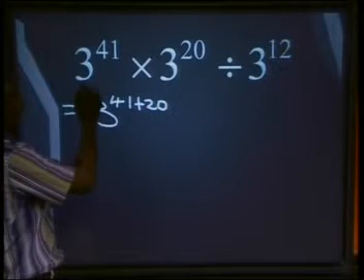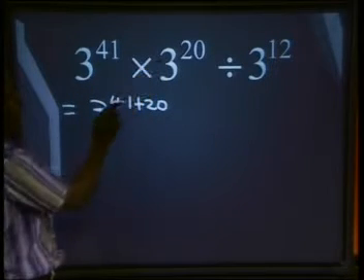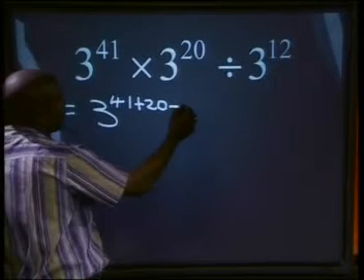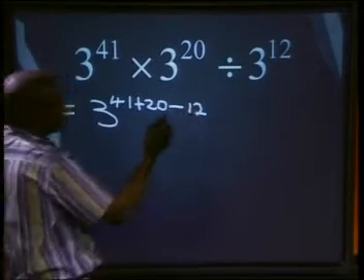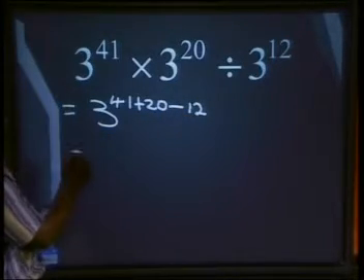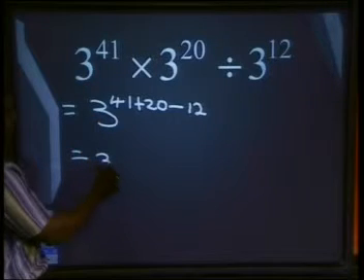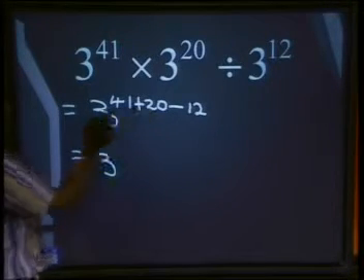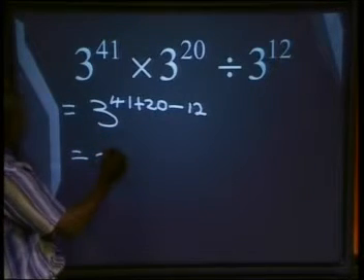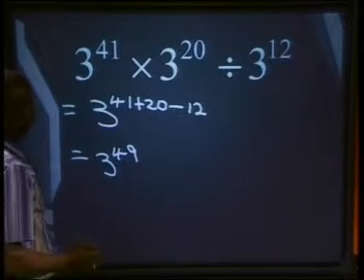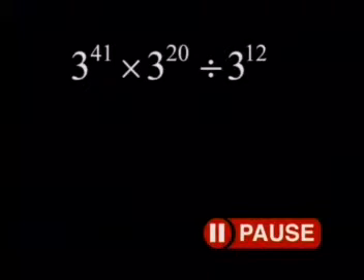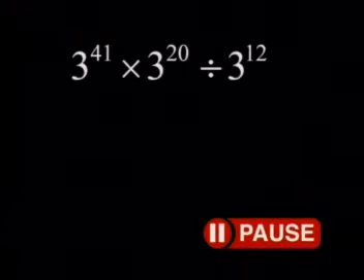Why? Because 3 to the power 41 times 3 to the power 20, our first law, says we add the exponents. Second one, we subtract 12. Why? Because the law says if you are dividing, we can subtract the exponents. That will give us 3 to the power 41 plus 20 gives us 61. 61 minus 12 will give us 49.